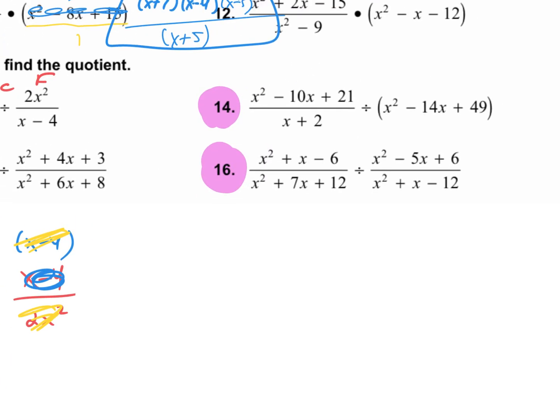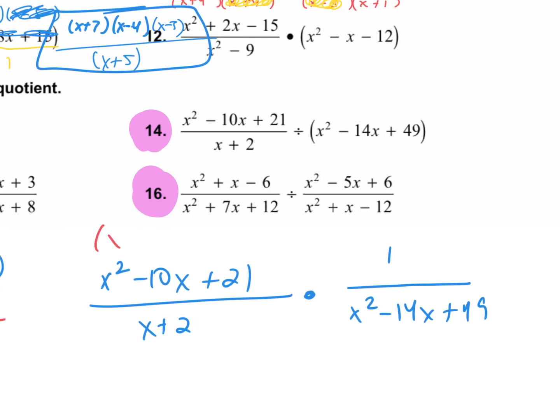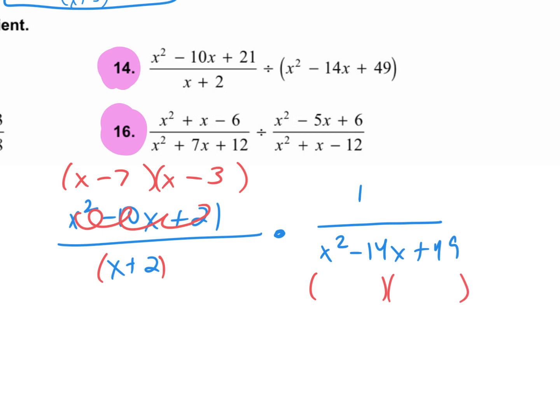We're almost done. Keep x squared minus 10x plus 21 over x plus 2. Change your division to multiplication, and then you flip. So this becomes 1 over x squared minus 14x plus 49. And now we factor. Top left, what times what gives me a positive 21 when I multiply, but a negative 10 when I add? Minus 7, minus 3. x plus 2 is just hanging out. What times what gives me a positive 49 when I multiply, but a negative 14 when I add? It's going to be minus 7 and minus 7.